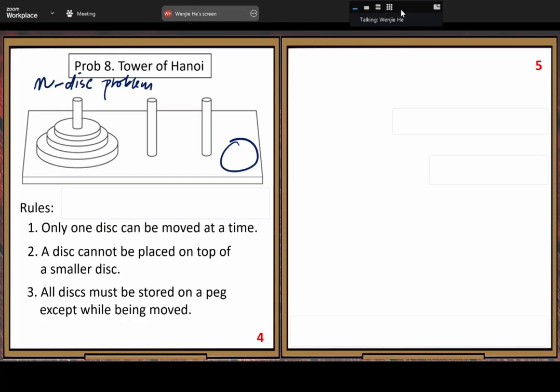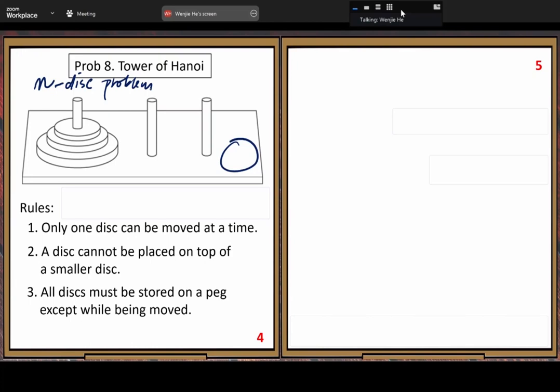Think about how to solve the n disk problem. That's not easy, right? N is a variable. N could be 100. Imagine I have 100 disks. How to solve it? Overwhelming, right? But we can use a recursive algorithm to solve it. That's the reason I show you it's powerful. We need to use the power of recursion here. Otherwise, we cannot solve the 100 disk problem.